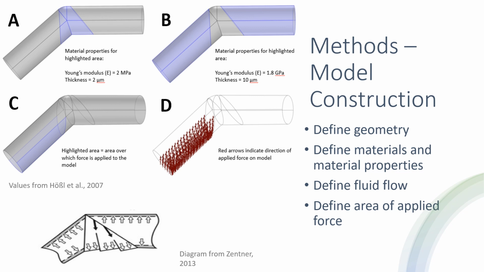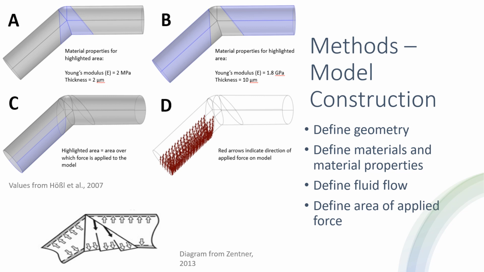So to represent the leg segments in my model, I actually used two cylinders, and then I added in a sphere to create the bend at the joint. Turning now to the materials and the material properties of the model, which are highlighted in figure A and B, we can see that in figure A, I've highlighted the joint membrane of the spider's leg, and in figure B, I've highlighted the rest of the cuticle.